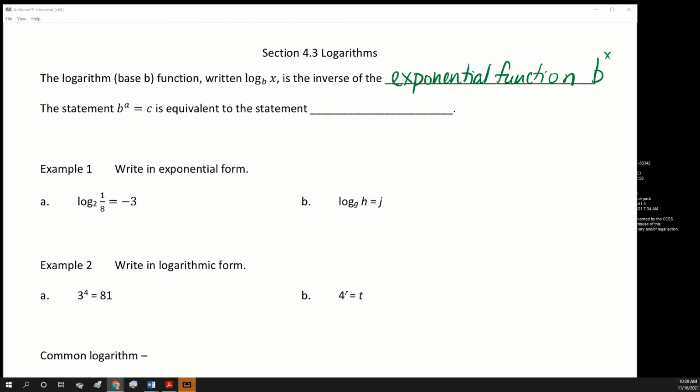But if we have b to the a equals c, it is equivalent to the statement log base b of c equals a. So the big base from the exponential form becomes the little base in logarithmic form. What it equals in exponential form moves across the equal sign, and that's called the argument. And a logarithm is always equal to a power or an exponent, however you want to say it.